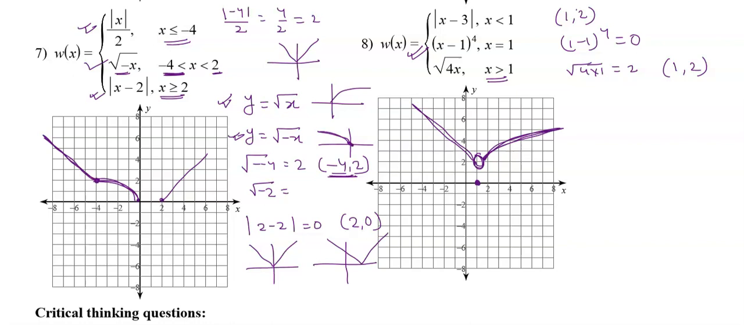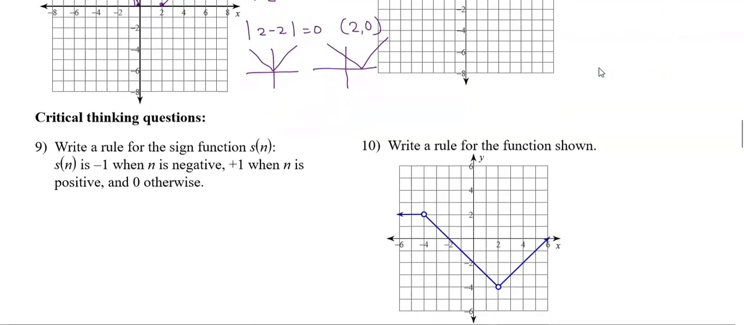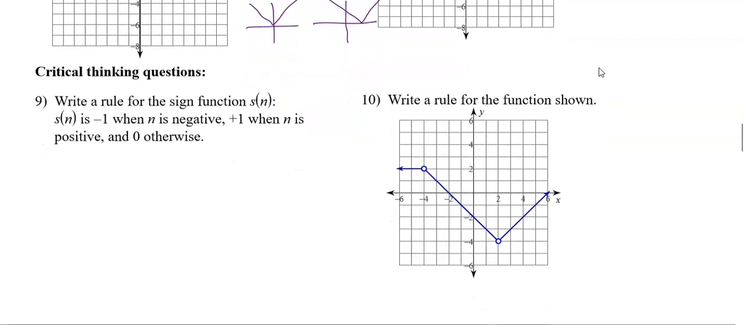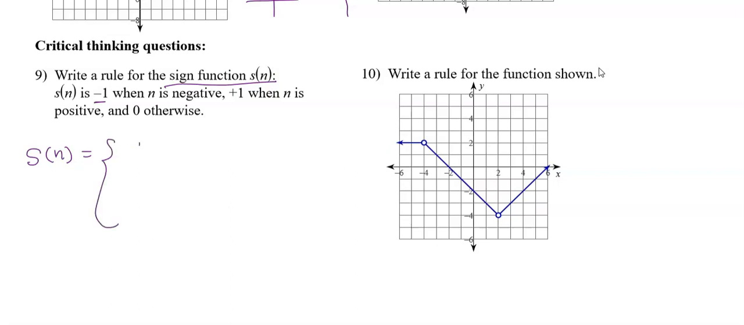Question number 9 and 10. Write a rule for the sign function Sn. So there is some function Sn, and let me write it down. Sn value is negative 1 when n is negative. Negative means n is less than 0.